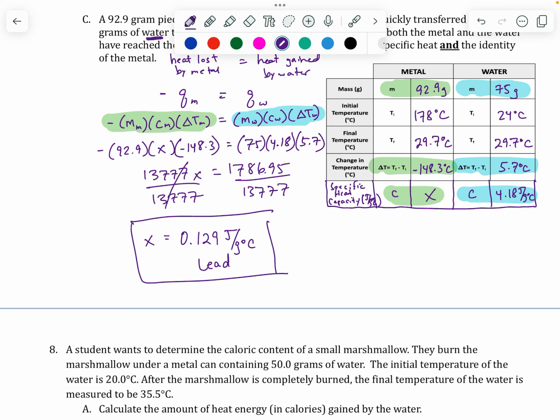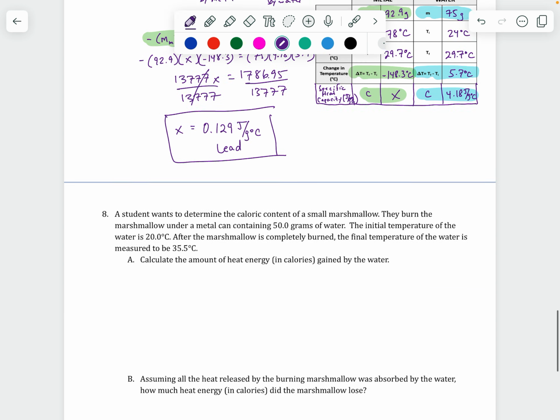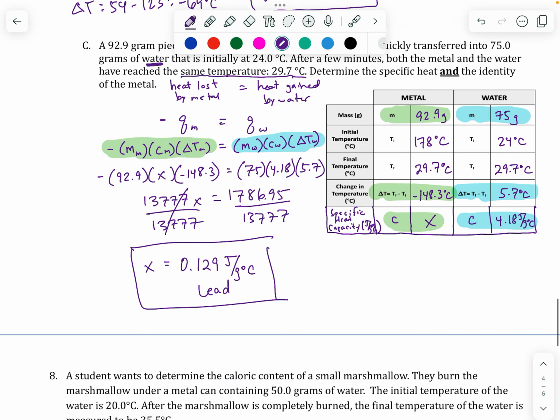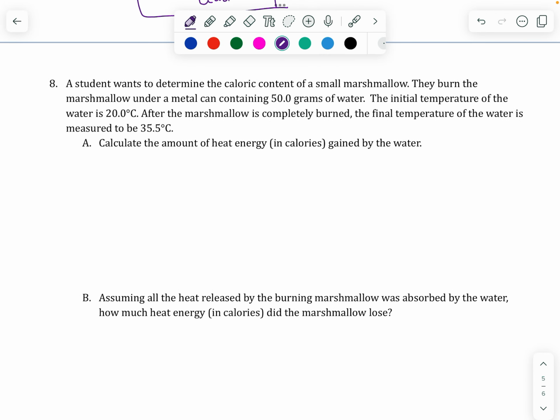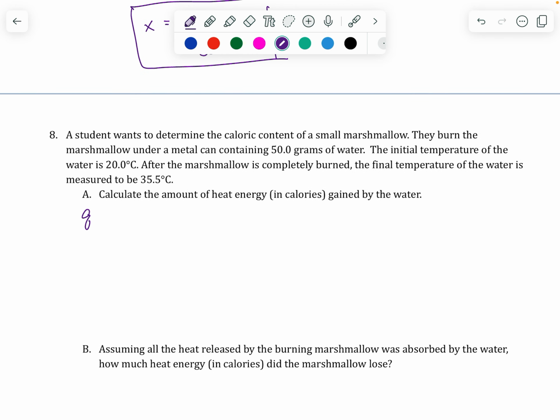So we have not just calculated the specific heat capacity of the metal, but we've also been able to use that to identify the identity of the metal. Down here, this is a problem similar to our Cheeto burning in our fume hood, heating up the water. And so we're calculating the amount of heat energy gained by the water. Now, the difference is, even though the idea of heat loss and heat gained exists here, what we're asked for is specifically the heat of the water. Therefore, we are just looking for Q of the water.